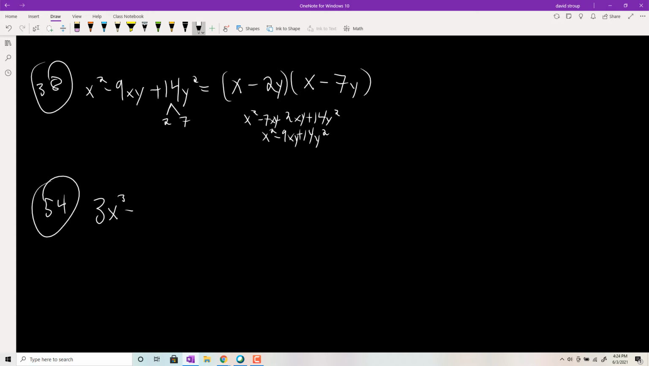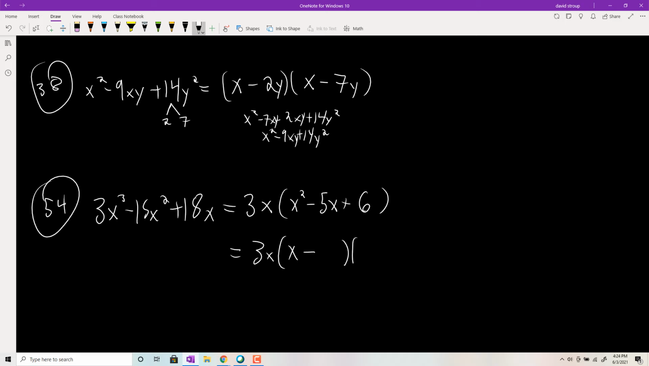3x cubed minus 15x squared plus 18x. So one of the cardinal rules we learned was to always factor out any constants when possible. And here you can see there's a factor of 3 as well as a factor of x. Okay, so what gets left over? We have an x squared, a 5x, and then I believe a 6. Okay, and then we could factor that.